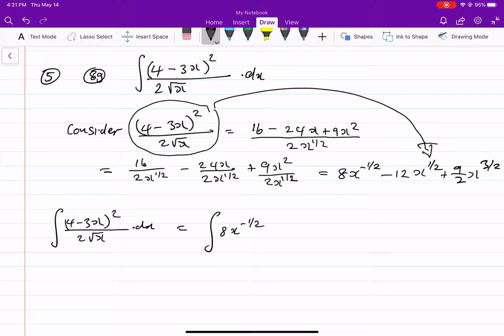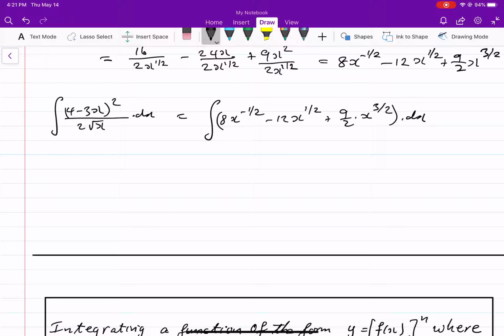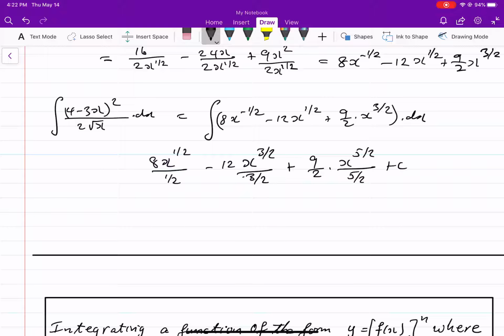8x to the minus a half minus 12x to the half plus 9 halves times x to the 3 halves, all times dx. And now I integrate because each part looks like a polynomial. This is 8 times x to minus a half plus 1 is a half, divided by a half, minus 12 times x to the power half plus 1 is 3 halves, over 3 halves, plus 9 halves times x to the power 3 halves plus 1, which is 5 halves, upon 5 halves, plus c.